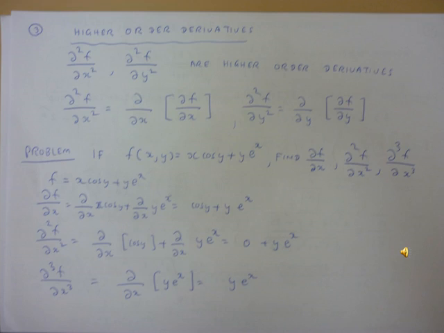And similarly, del 2 f by del h squared equals del by del h of y e power h. So we don't need to differentiate the y, we only need to differentiate the e power h. So when we differentiate the e power h, y e power h will be the answer.